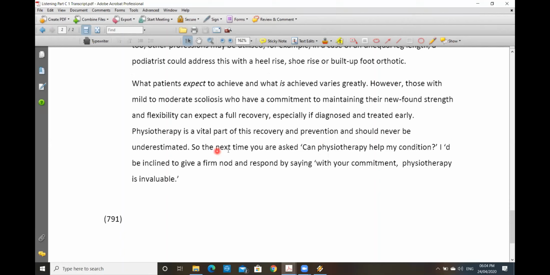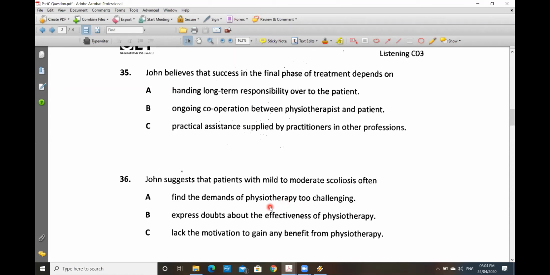So next time if you are asked, can it help? Then I would give a nod. So this is mainly about whether people accept it and maintain it with a commitment, then definitely they can expect a full recovery. And again, it doesn't say anywhere that it is something very challenging for them, because again, the expression used here is too challenging. So when you use too challenging, it is an extreme expression.